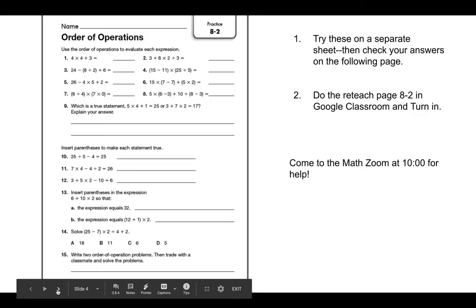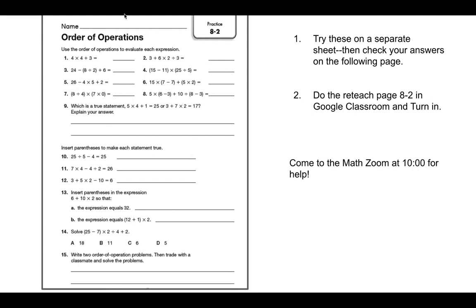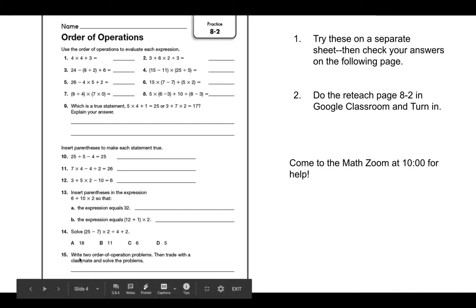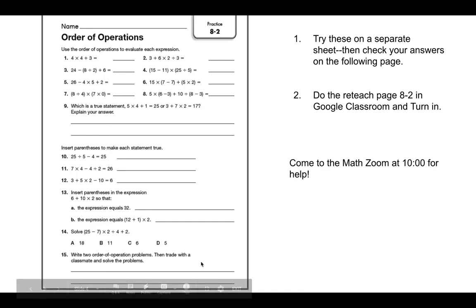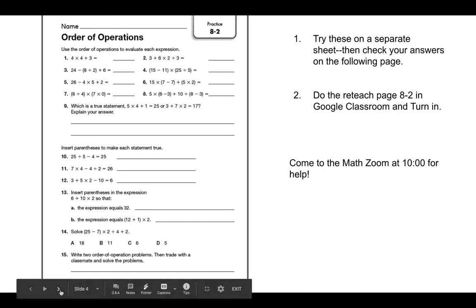Okay, so now if you were going to do this on your own, you could try some of these problems on a sheet of paper. This is our practice page. This is not what you're turning in, so you don't have to do all of these, but you could try a few and see if you're doing it right, and then on the following page on the slideshow, you're going to see the answer key. And after you've practiced some, then you can go ahead and do the reteach page 8-2 in the Google Classroom and turn it in. Okay, so I'm going to do a couple of practice ones, and then I'm also going to show you how to do some of the reteach page.